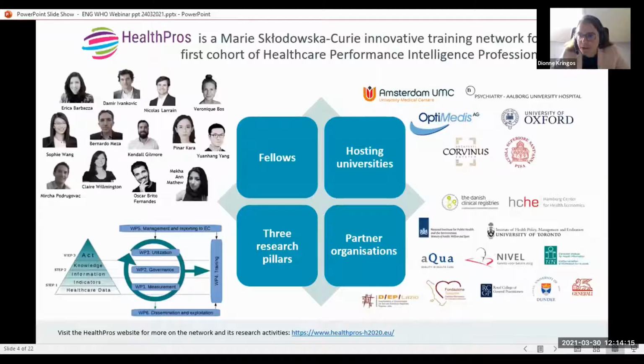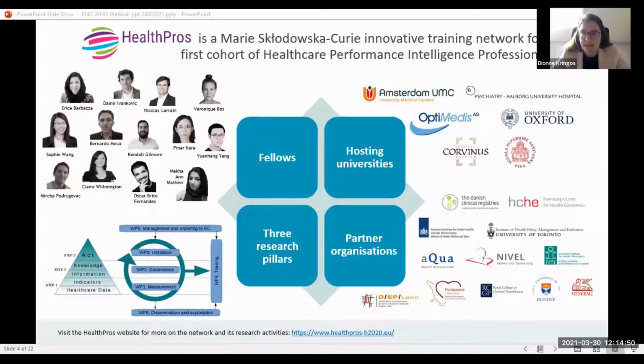HealthPros is a European Commission-funded innovative training network for healthcare performance intelligence professionals. HealthPros stands for Healthcare Performance Intelligence Professionals. It sets out to train 14 PhD candidates throughout Europe into a first generation of healthcare performance intelligence professionals who are able to make effective use of available healthcare performance data in countries to improve various performance areas such as integrated services delivery, patient engagement, equality and access to healthcare, and health outcomes.